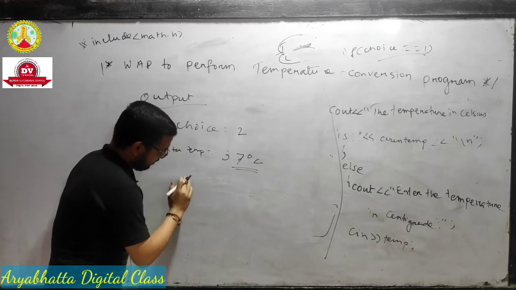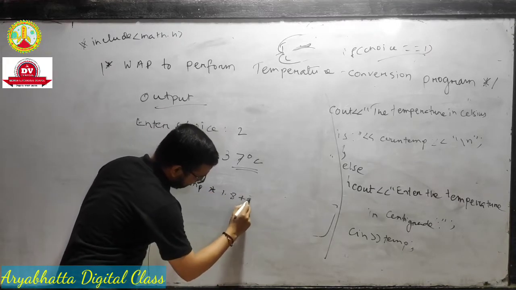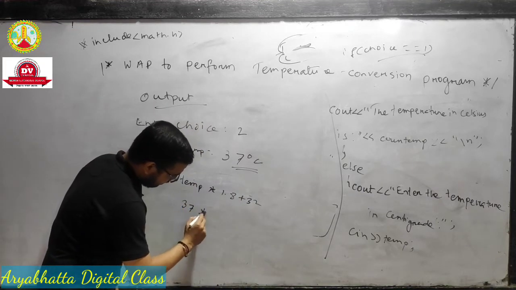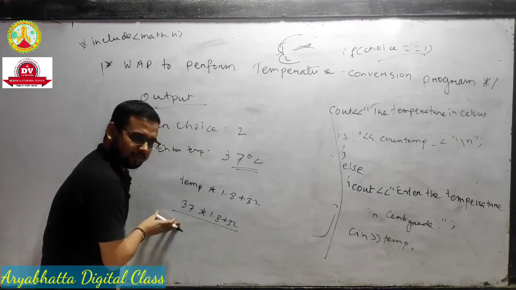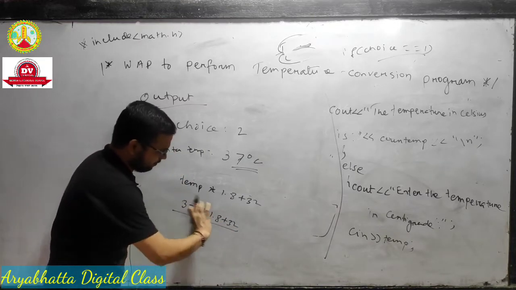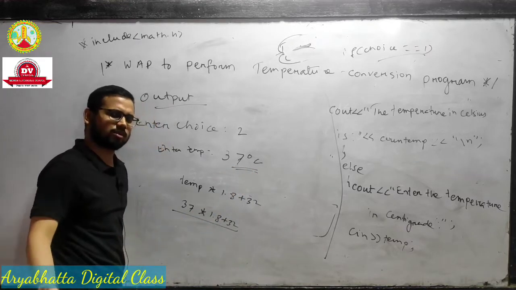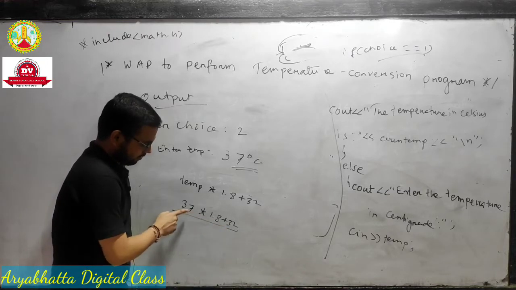What is the formula? Temperature into 1.8 plus 32. Okay, temperature is what? 37 into 1.8 plus 32. If we see this, we already understand that this will be greater than this value, because the Fahrenheit value is usually greater than the Celsius value. That's why it is just simple multiplication.